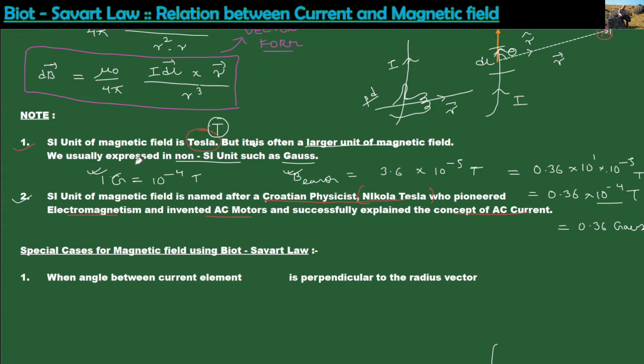And why is it so large? From here you can find out that we know that one Gauss is 10 to the power minus 4 Tesla, which means that if you cross multiply this to the denominator side, 1 Tesla will give you 10 to the power 4 Gauss. So 1 Tesla is very large, which means that Tesla is much larger than Gauss, of the order of 10,000 times. Then this is the practical implication of the magnetic field due to the Earth.